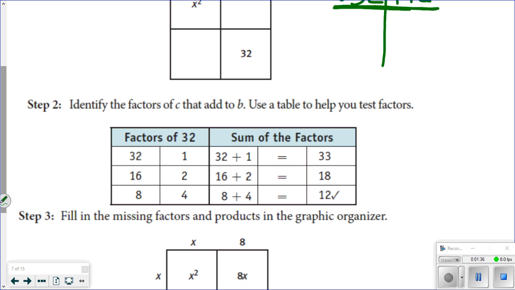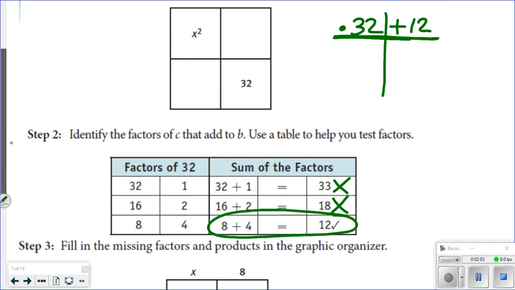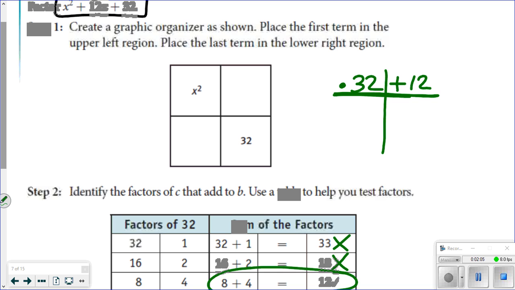We have 32 times 1 is 32, but when we add them, we get 33, so that doesn't work. 16 times 2 is 32, but when we add them, we get 18, and that doesn't work. 8 times 4 is 32, and when we add them, we get 12. So those are our two numbers that we're going to use and place in our empty spaces here. And it doesn't matter where they go. I'm going to put 8x there and 4x here, but we can switch them if we wanted to.